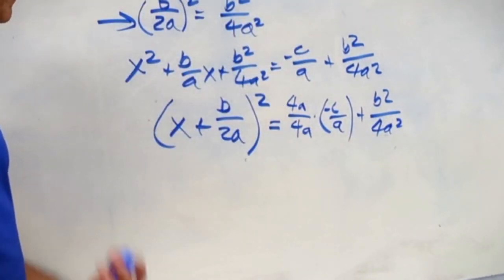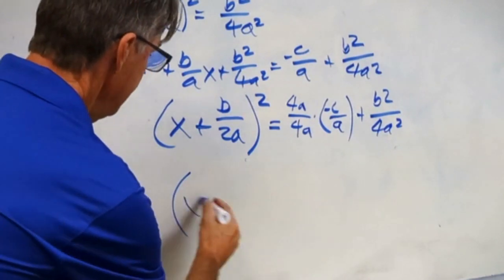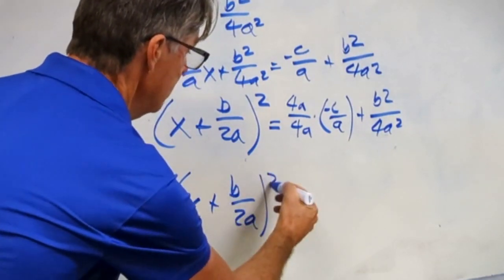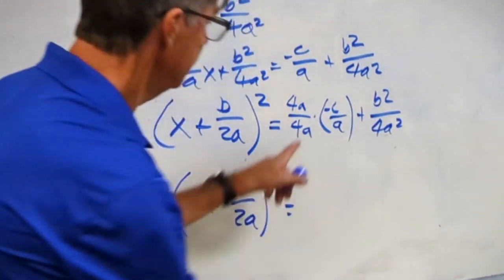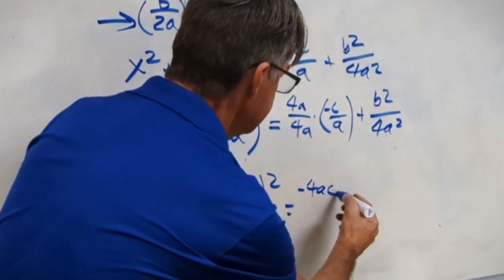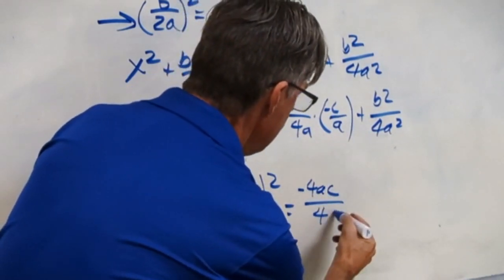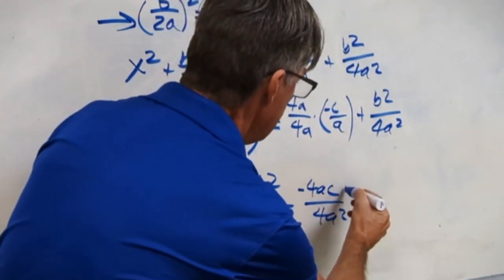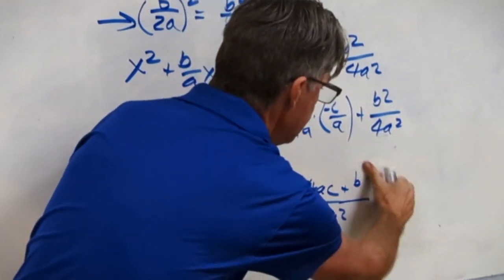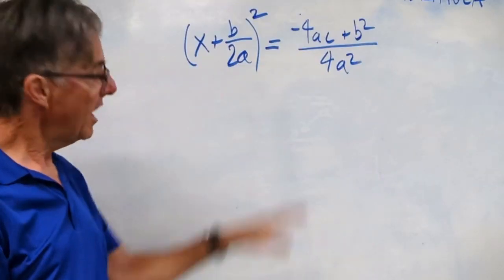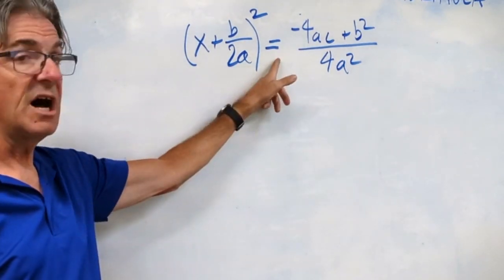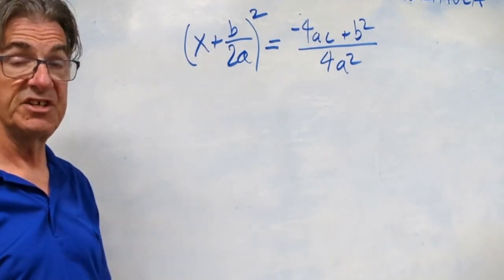Getting complicated. So let's bring this down. x plus b over 2a squared equals, this becomes minus 4ac over 4a squared. And we have our plus b squared from here. So now I have one fraction. Okay, I was running out of space on the board, so I took that last step, brought it up to the top, erased everything else so we can continue.